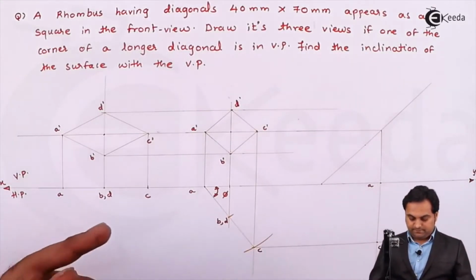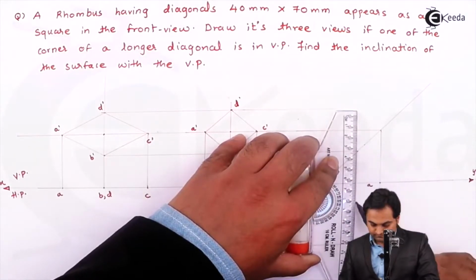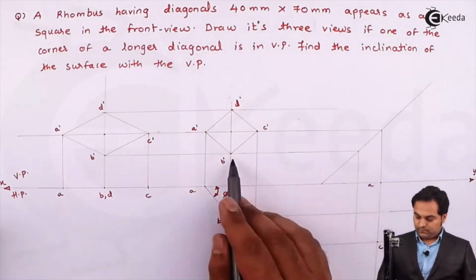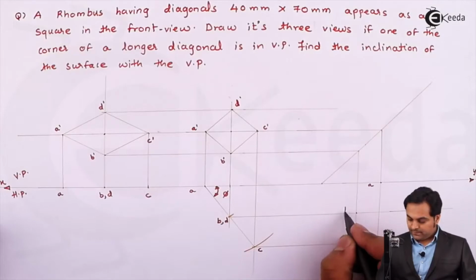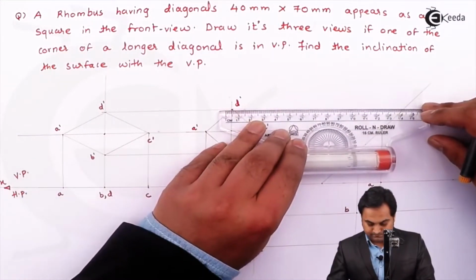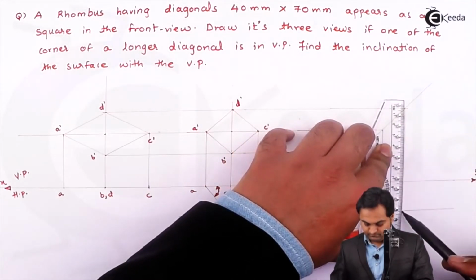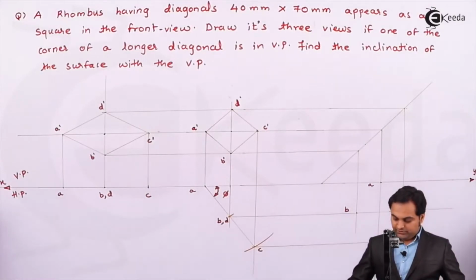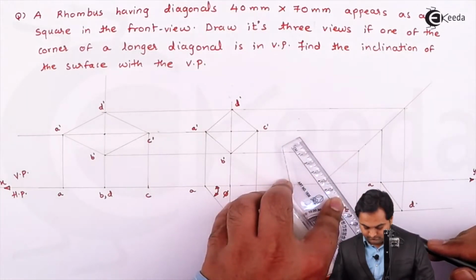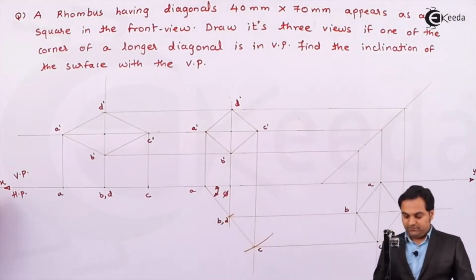Point C, then B, so B dash and B where they intersect, there is point B. Then for point D, joining these points in order. So these are the three views.